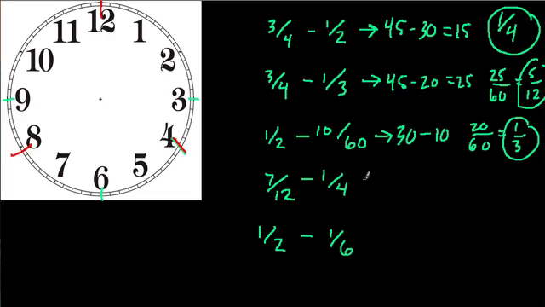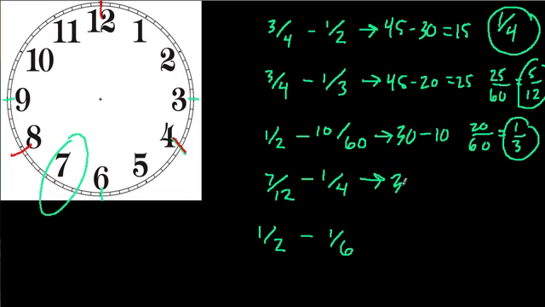Okay. Now we have 7/12 minus a fourth. Well, 12ths, that seems nasty, right? 7/12, but remember the clock is split into 12 equal pieces. In other words, the clock is split into 12ths. So 7/12 is right there.